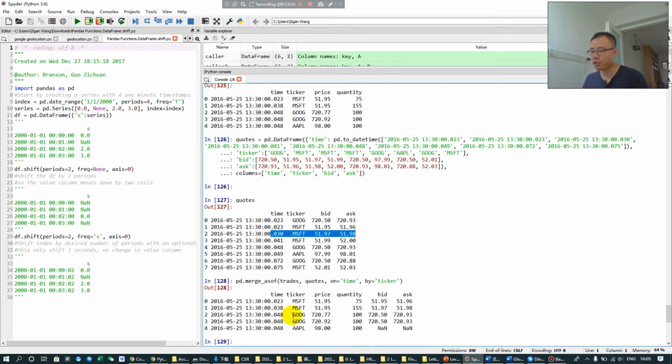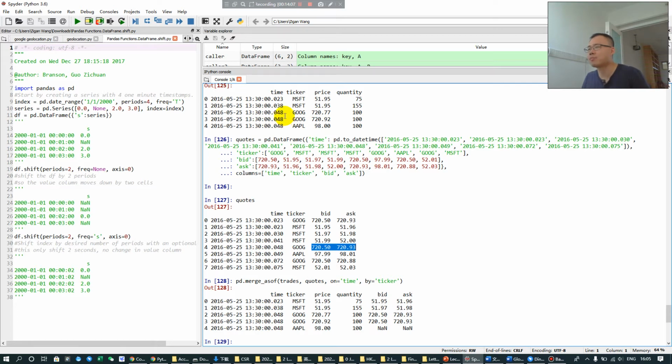Then let's look at Google, because we have two Microsoft and there are no other Microsoft observations in the trade data. So now we look at Google. The time is 048. Do I have 048? Yes, we do. So it's merged here. And now it has a different price being transacted at the same time.